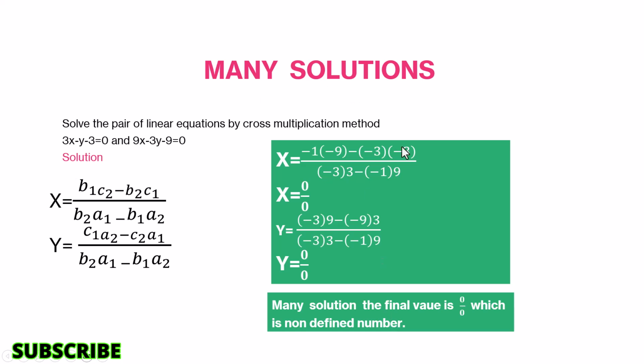In the case of many solutions, the x value is 0 by 0 and the y value is 0 upon 0. Division by 0 is undefined. So for many solutions, the final value is 0 by 0, which is a non-defined number.